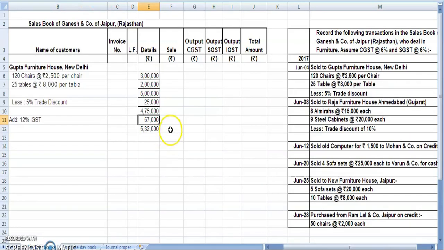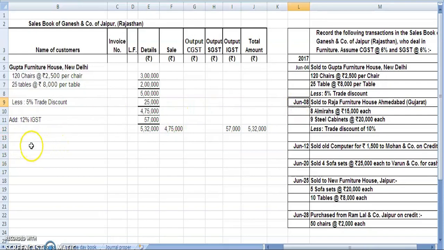Now we'll write the details. Over here, it will be sale after getting the trade discount, 4,75,000. IGST 57,000 and total is 5,32,000. Okay. Next we have June 8, sold to Raja Furniture.